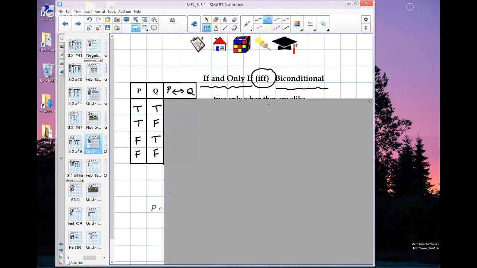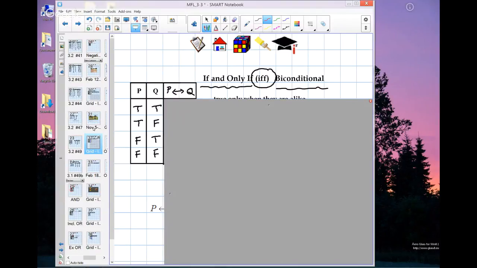Okay, good. So anyway, we have if and only if, and it's called a biconditional. Do you see what the symbol is in the top of the table? It's a P with a double-headed arrow with a Q on the end. So it's kind of like if P then Q, and at the same time if Q then P. So it's like the arrow goes both ways.